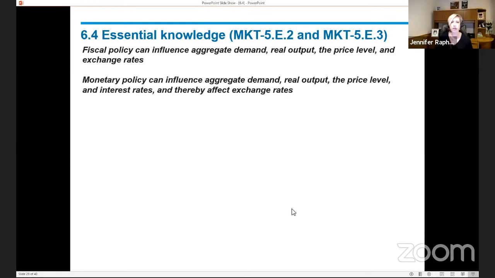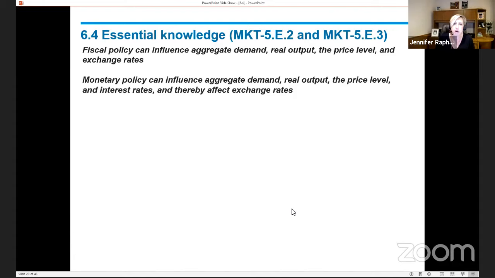All right, so now, the second and third essential knowledge statements for topic 6.4 connect those economic conditions to monetary and fiscal policy. So what you need to know is that fiscal policy can influence aggregate demand, real output, the price level, and exchange rates. So you already knew that fiscal policy could influence aggregate demand, real output, the price level. And now we're going to connect it to exchange rates.